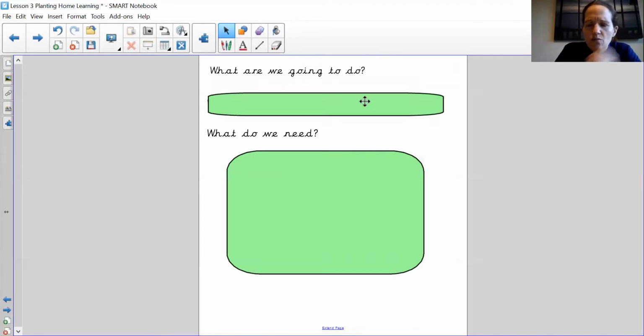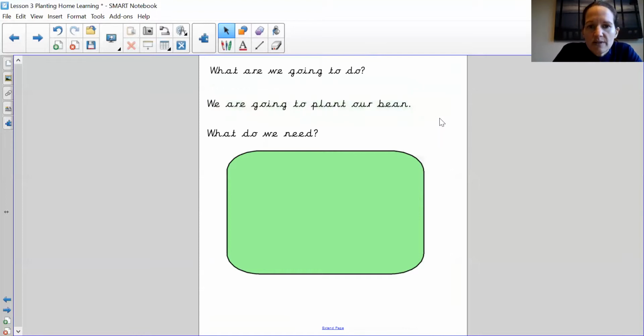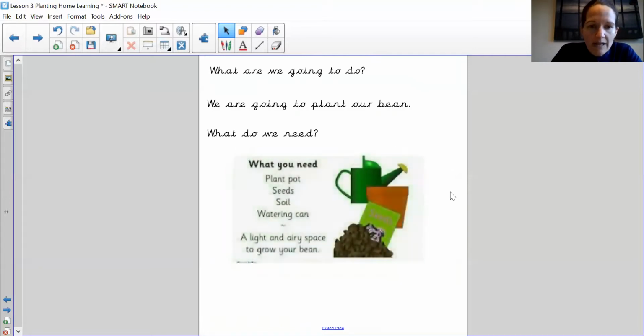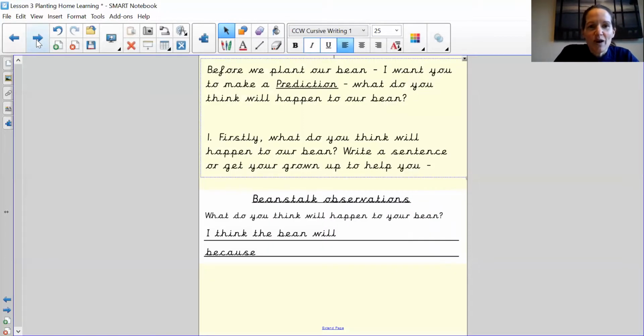So what are we going to do? What is our question? We are going to be planting our bean. So that's what we're doing today. And what do we need? Well, in order to plant, we need to have a planting pot. You need to have some seeds. We need some soil. Oh, my watering can. I left it in the other room. Oh, I have a watering can and we need to have space. So let's go ahead. Oh, my watering can. Oh, it's too bad.